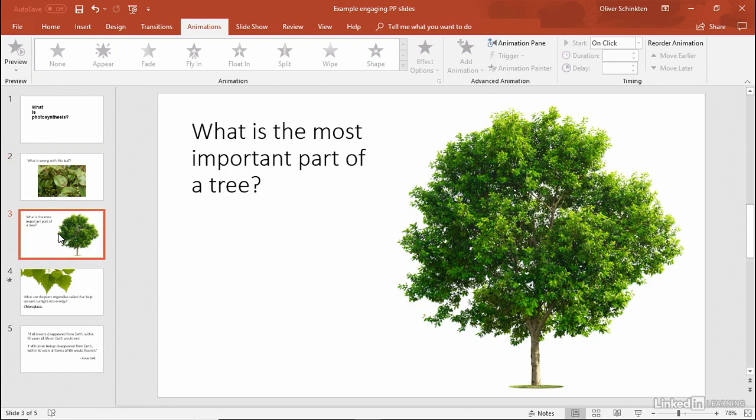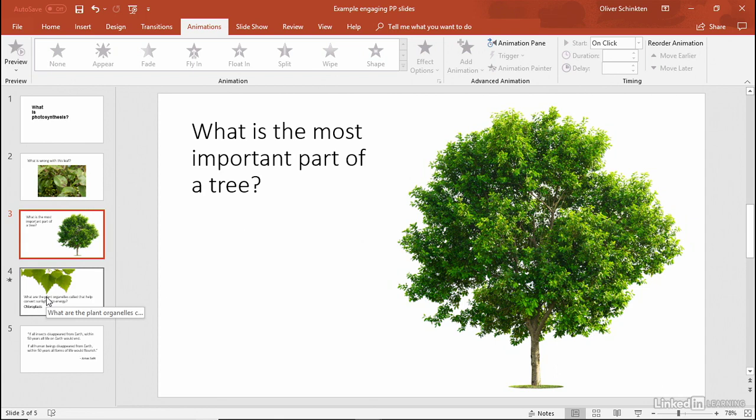Another example here is a question that doesn't necessarily have a correct answer, but can generate some real heated discussion. And it is, what is the most important part of the tree? Then, sitting back and letting the students share their insight, share their perspective.